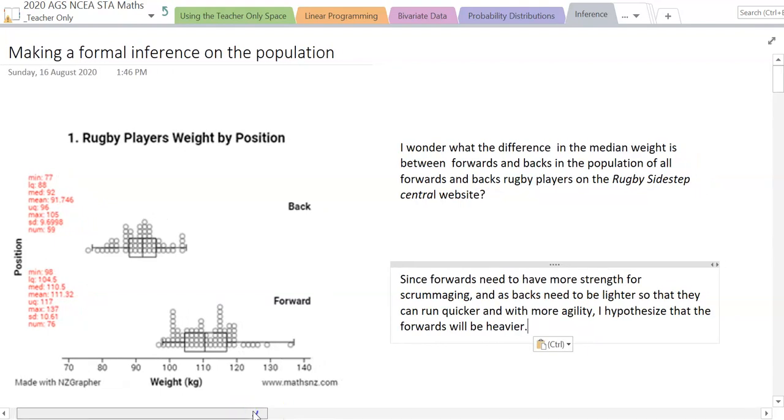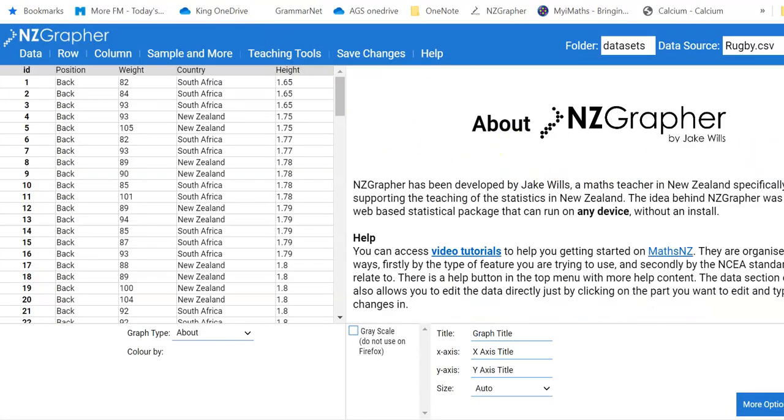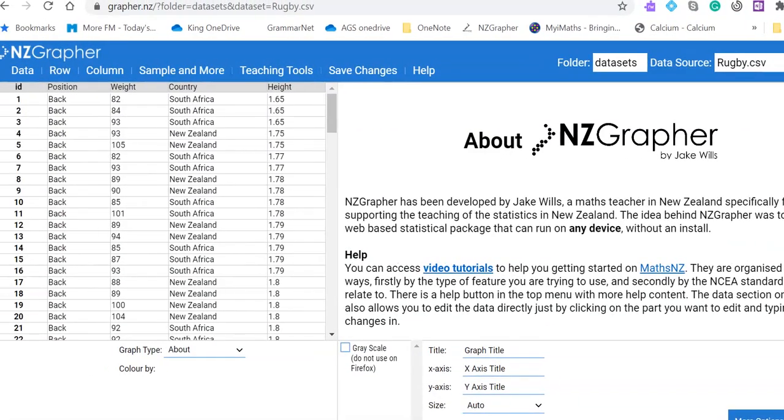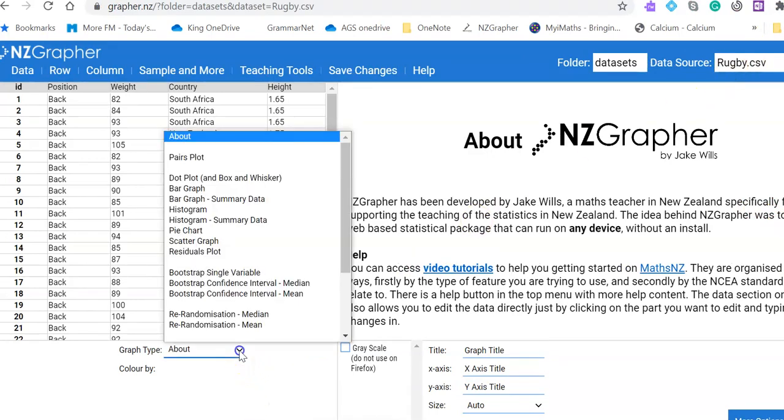Now, in order to do that, we're going to create a bootstrap confidence interval. And in order to do that, we're going to have to go to NZGrapher. So where is NZGrapher? It is over here. Let me just make this screen slightly bigger so we can see the whole thing. Right, so I'm going to choose my rugby set as usual. I'm going to go down to the bottom over here.